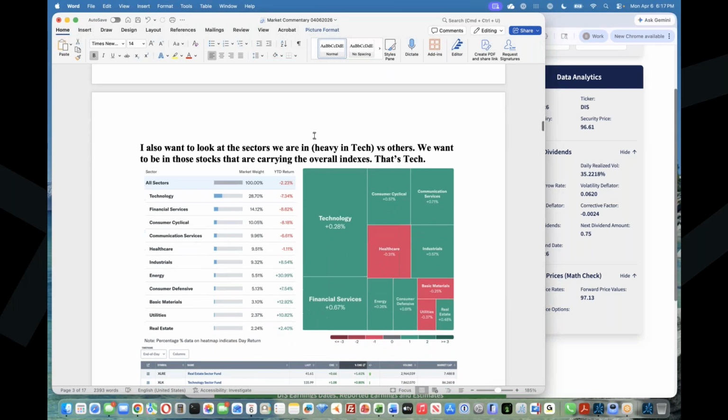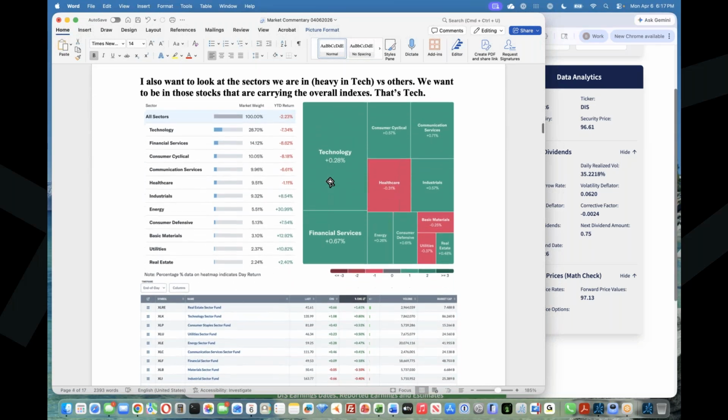Some other things I wanted to talk to you guys about. I'm really, really happy with the stocks that we're in. And you've probably heard Kevin say this a bazillion times. I'm just going to say it again. We want to be in the stocks that are carrying the index. You've probably heard this, 4% of the stocks over the last 100 years account for 100% of the market gains. So we want to be in those stocks that are carrying the index.